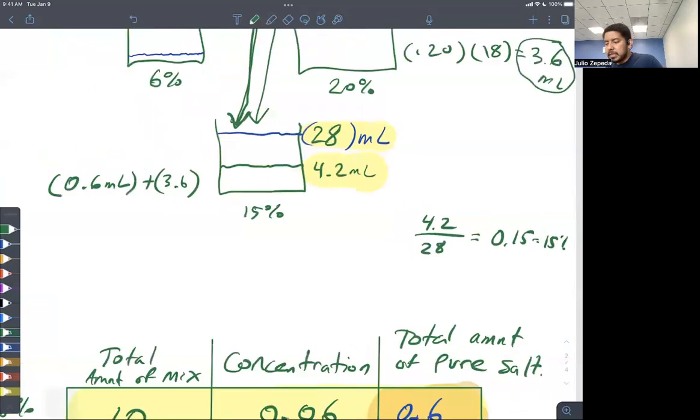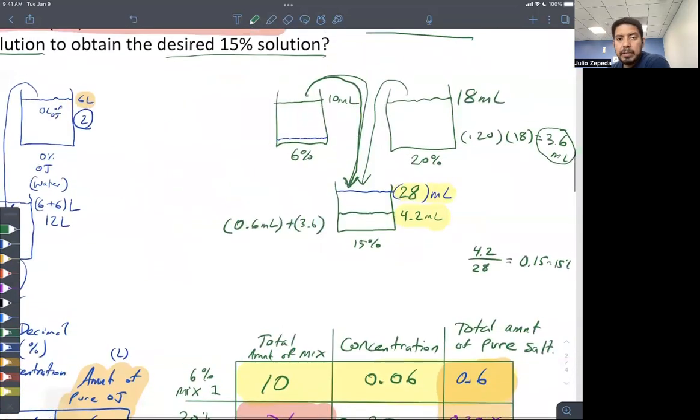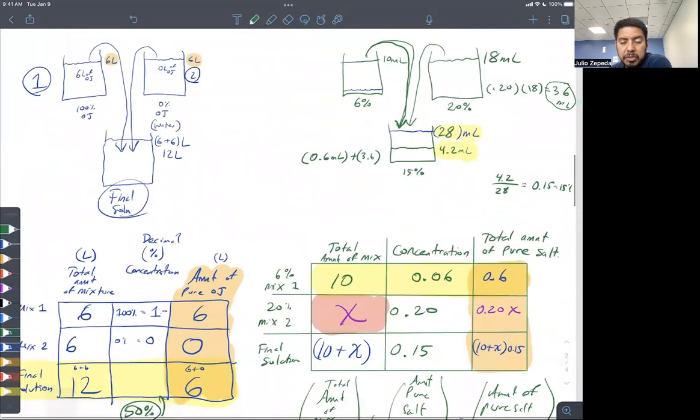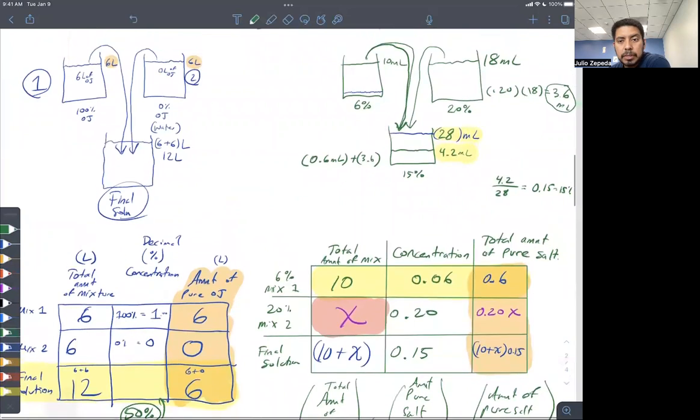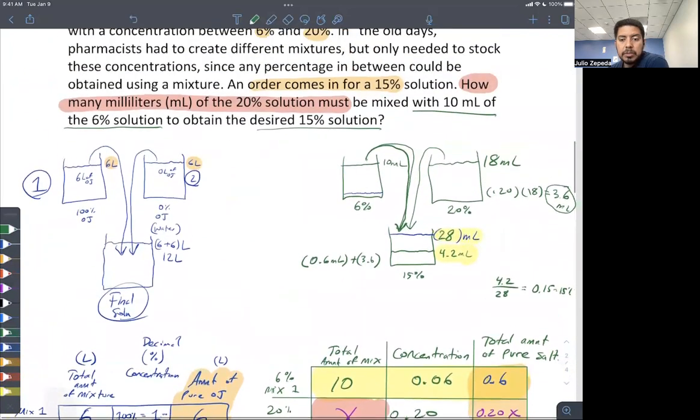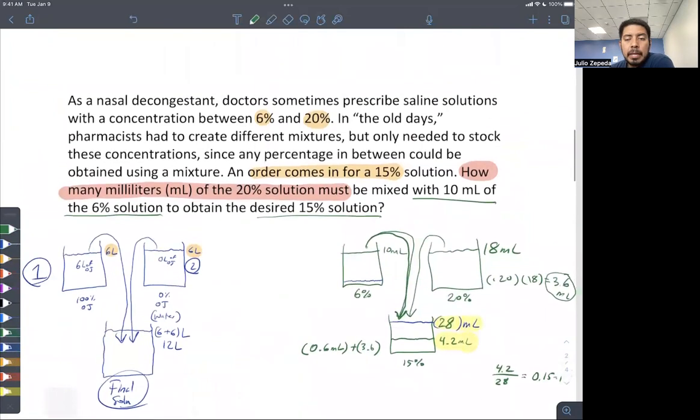So if you do mix 18 milliliters of 20% with 10 milliliters of 6%, you get 28 milliliters of 15% solution. We just wanted to make sure that we got a 15% solution. That is what results from this mixture. So good. That's what we wanted.